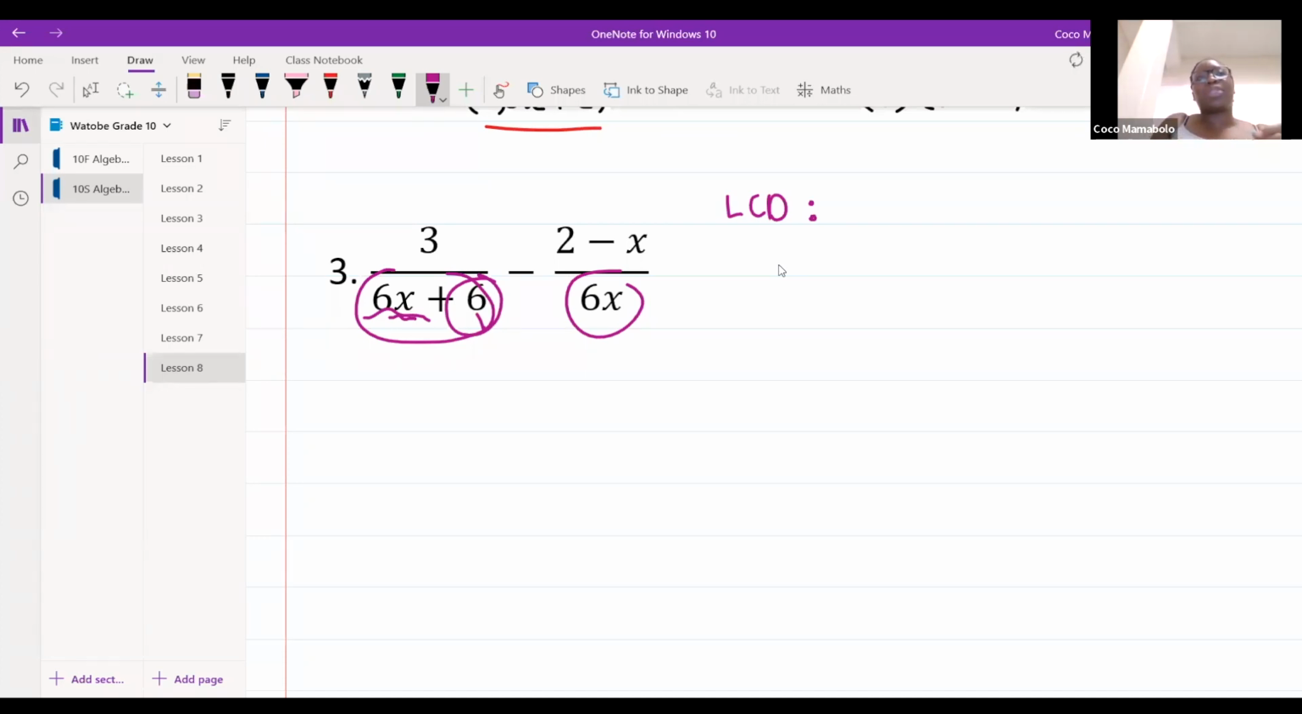Yes, ma'am. If my x was equal to 5, over here I'm going to get 6 times 5, which is 30 plus 6. And then over here, I'm only going to get 6 times 5, which is 30. This is 36 and this is 30. Do you see how they're not the same thing? Yes, ma'am.